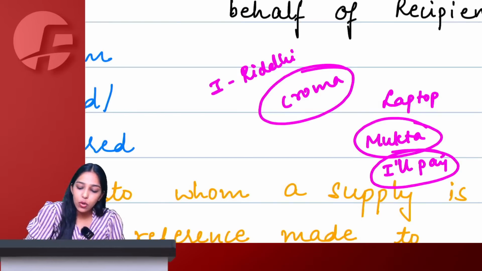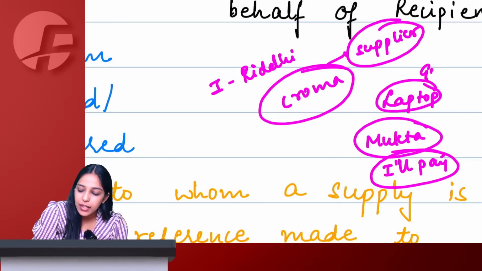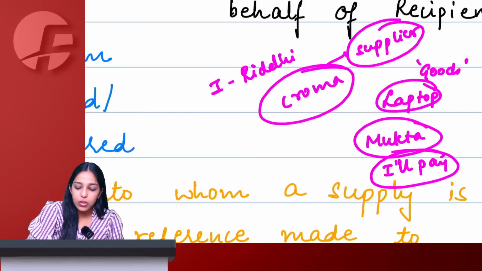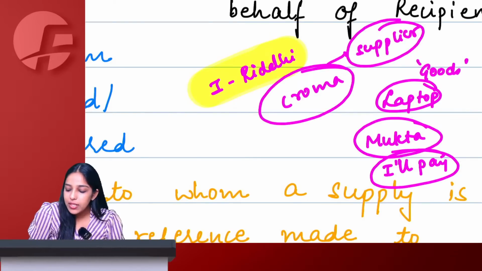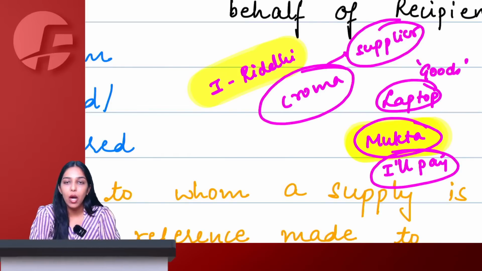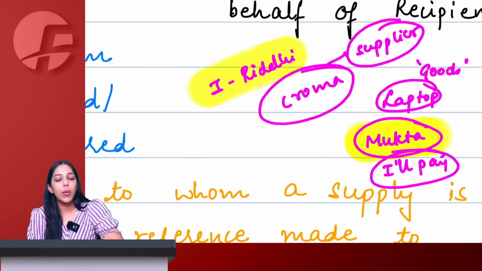Now in this case, we know Chroma is the supplier, because Chroma has supplied the goods named laptop. But who is the recipient here, Riddhi or Mukta? I was to actually pay the amount for the laptop, but Mukta paid, either for some reason or because I told her to pay. Who is going to be the recipient, Riddhi or Mukta? Quick, everyone give me an answer.